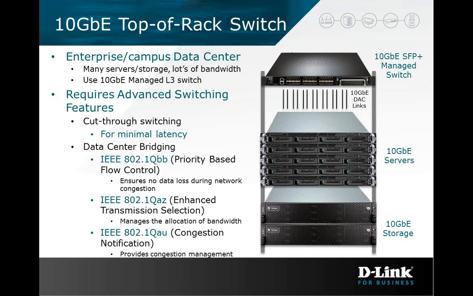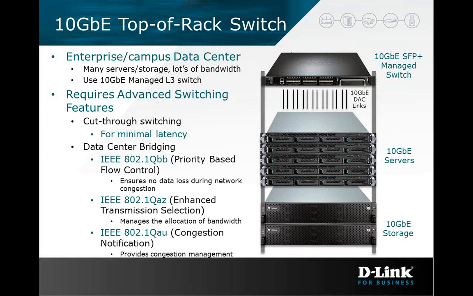We can also look at a much larger data center type of application, maybe an enterprise or a campus data center. And in this case, they've got a lot of servers, they've got a lot of storage, and here maybe we would use a more full-featured, a fully managed 10 gig switch like the 3600. This one has 24 SFP+ ports. We use direct attached copper again to connect 10 gig links down to the servers and down to the storage. A switch of this nature is also going to have more sophisticated features. It's going to have switching features like the ability to do cut-through switching instead of store and forward.